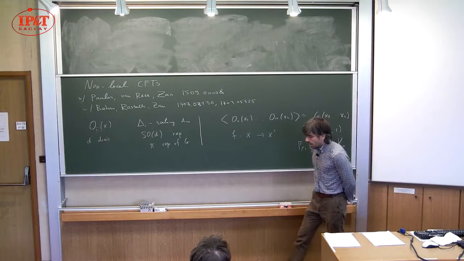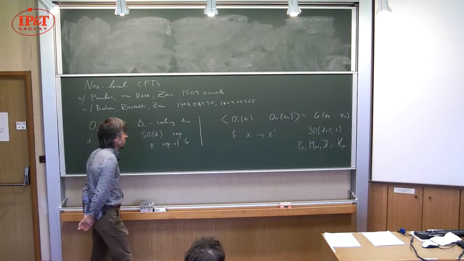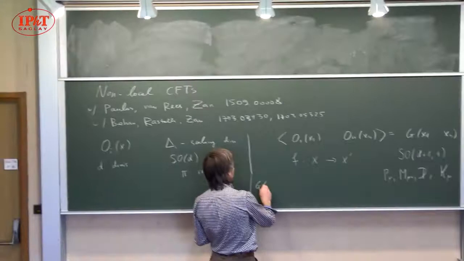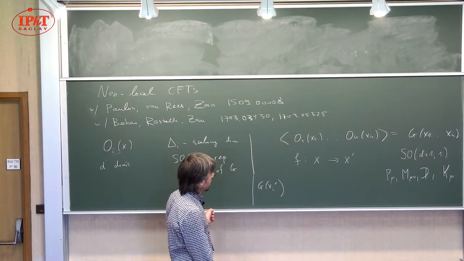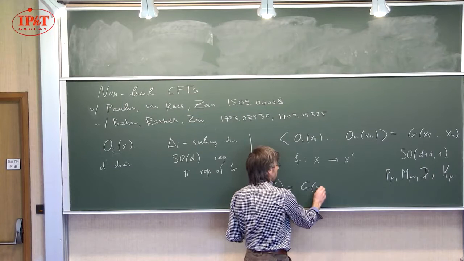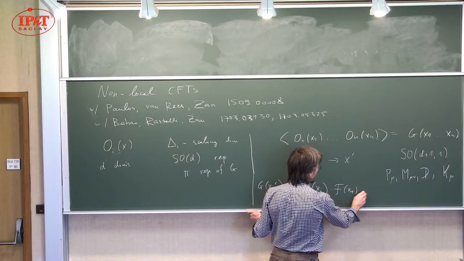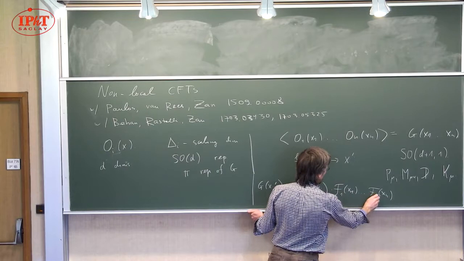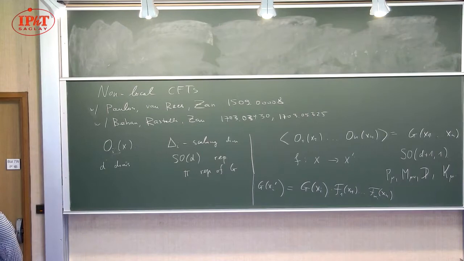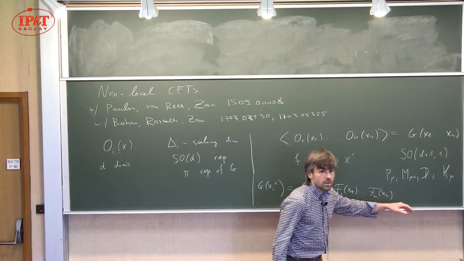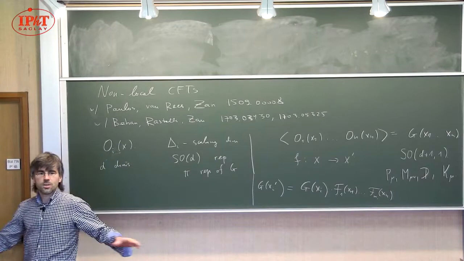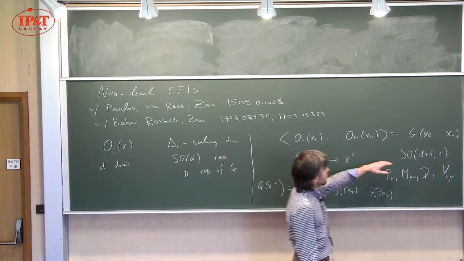So if we have a conformal transformation of this type, which maps x to x primes, then this correlation function G at the points x1 prime, ..., xn prime is related to the same correlation function evaluated at the points x_i by some local factors, f of x1, ..., f of xn. I'm not going to write down these factors. They are well known, but the important point is that they are local. They depend only on x1, ..., xn. They depend on the dimensions of the operators in the correlation function, and they're completely fixed by group theory, by the fact that we are dealing with the group SO(d+1,1). So that's, in a nutshell, what a conformal field theory is.